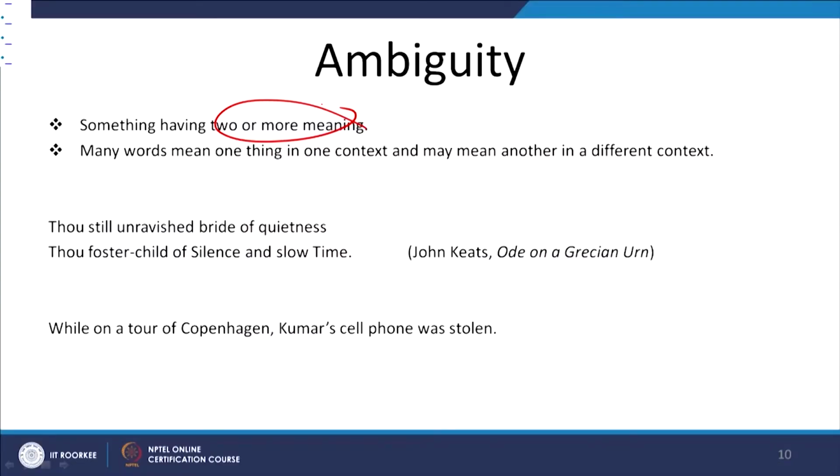Now let us have a line from John Keats's Ode on a Grecian Urn, where the poet says, "Thou still unravished bride of quietness, thou foster child of silence and slow time." Now see what the poet has done. He has actually made it ambiguous by making use of "still". Still can have two meanings. "Thou still unravished bride of quietness." The writer is talking about his love.